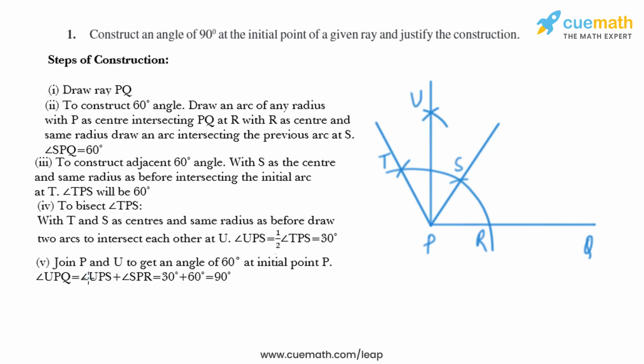Now in the next step, join P and U to get an angle of 90 degrees at the initial point P. Angle UPQ equals angle UPS plus angle SPQ, that equals 30 degrees plus 60 degrees, which equals 90 degrees. So we have got angle UPS that is 30 degrees and angle SPQ that is 60 degrees. So we have got angle UPQ as 90 degrees.